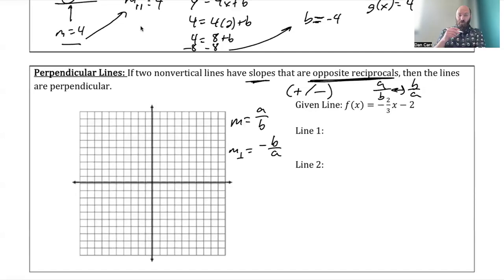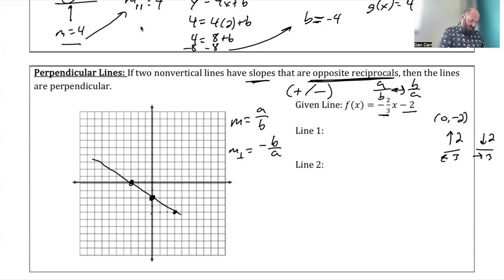So in this case, if we do that opposite reciprocal idea, we start with our given line. I'm going to go ahead and graph that. As before, we'll cross at the point (0, -2), so we'll start right here. Negative 2/3 means I'm going to go up 2, and then left 3, or down 2, and then to the right 3. So I go 1, 2, 1, 2, 3, 1, 2, 1, 2, 3. There's my given line.